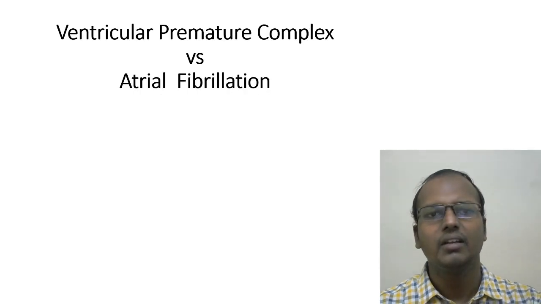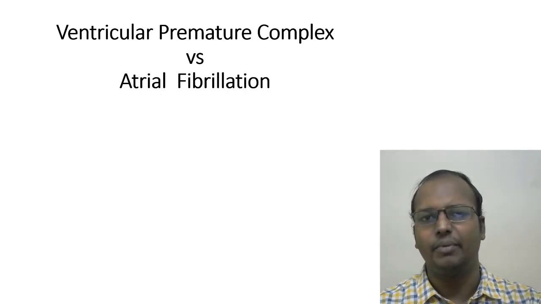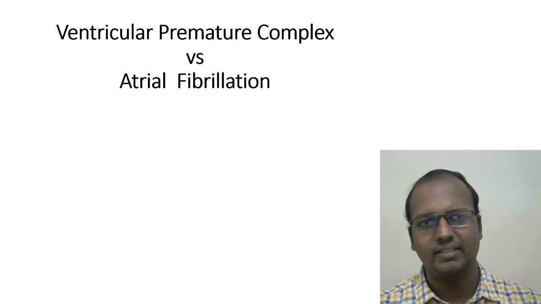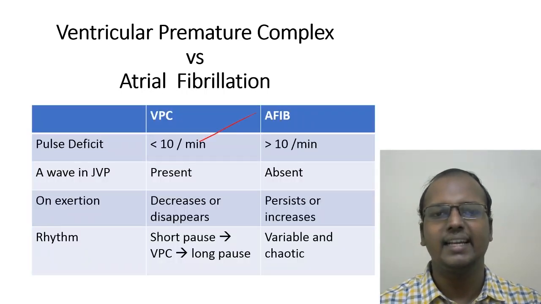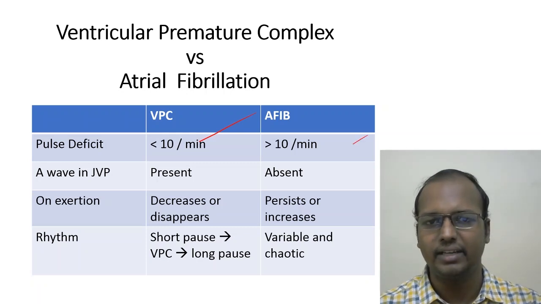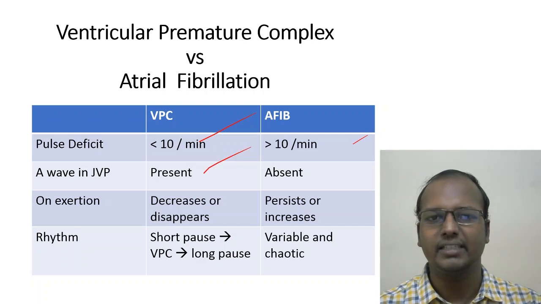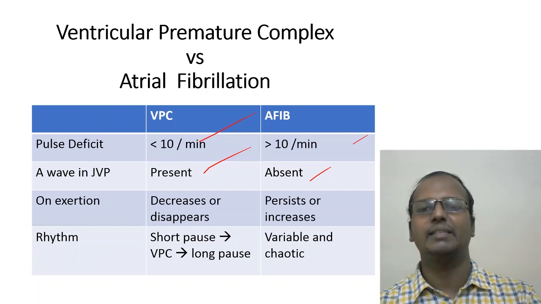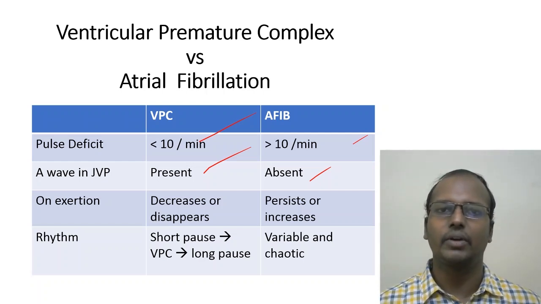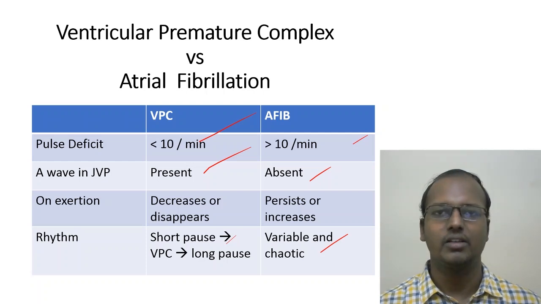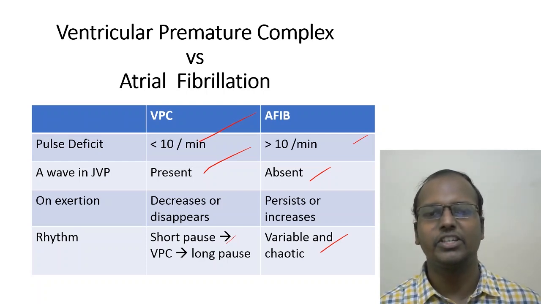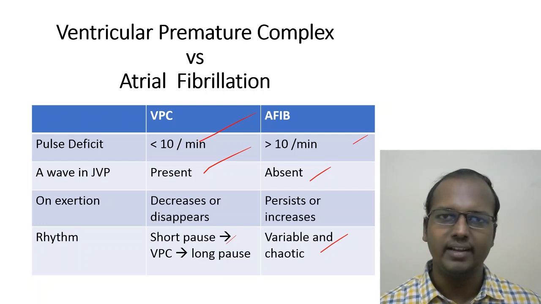Understood? What is the difference between ventricular premature complex and atrial fibrillation? We have discussed in the previous modules that there is a thing called pulse deficit. That is a very important parameter. Pulse deficit less than 10 is ventricular premature complex, whereas more than 10 suggests atrial fibrillation. A wave and J wave will be present in ventricular premature complex, whereas absent in atrial fibrillation. On exertion, ventricular premature complex can decrease or sometimes disappear, whereas this persists or increases in atrial fibrillation. The rhythm will be short pause, long pause in VPCs, whereas atrial fibrillation will be variable and chaotic. So these are the classic differences with which we can tell whether this patient is having a ventricular premature complex or atrial fibrillation.